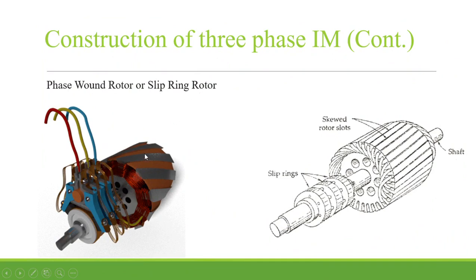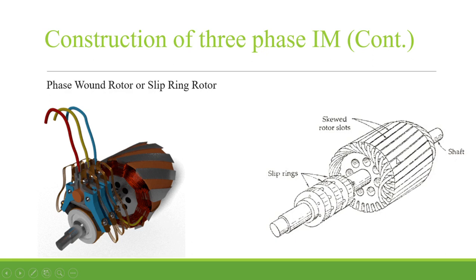Now coming to the second type, the phase wound rotor, which is also known as the slip ring rotor. Here you can see the diagram. These three are the slip rings. In this type of three-phase induction motor, the same number of poles are wound in the rotor as in the stator, but there will be fewer slots in the rotor. Also the rotor will carry star or delta windings similar to that of the stator.